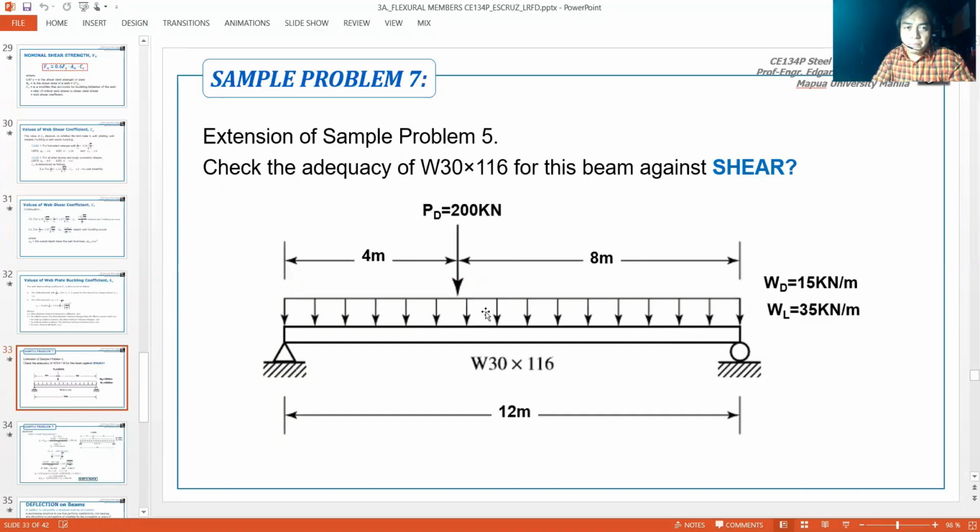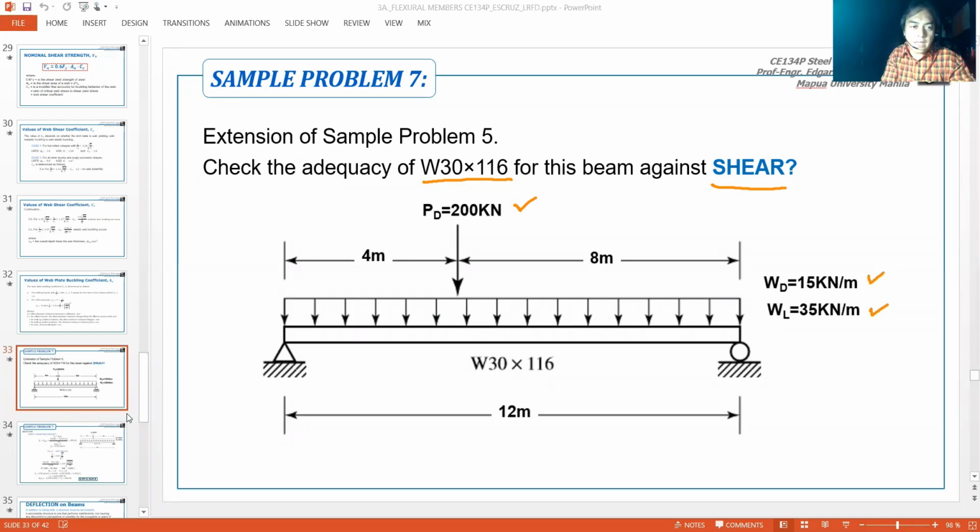So this time, we're asked to check for the adequacy of this W section, W30 by 116, against shear naman this time. So again, this is the same beam. We have a simple beam with uniform load dead and live load, service yan. Tapos we have a service concentrated dead load of 200 kN applied at 4 meters from the left support. The full span of the beam is 12 meters and the section is W30 by 116. So we're going to check for the adequacy against shear.